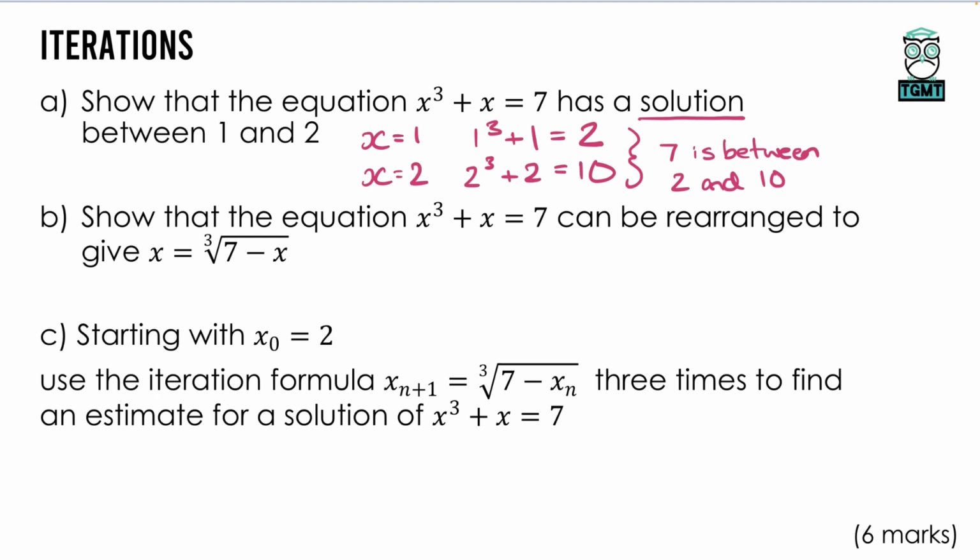For part B, it says show that the equation x cubed plus x equals 7 can be rearranged to give x is equal to the cube root of 7 minus x. Now typically with this sort of question, there is like 1, 2 or 3 movements to get that equation into the form it's asking. Now the first step you can normally see by looking at the equation. You can see here that the 7 has got x being subtracted away from it. So that means the first step of rearrangement here would be to take away x. And if we do that, we get x cubed is equal to 7 minus x. And that's the first step.